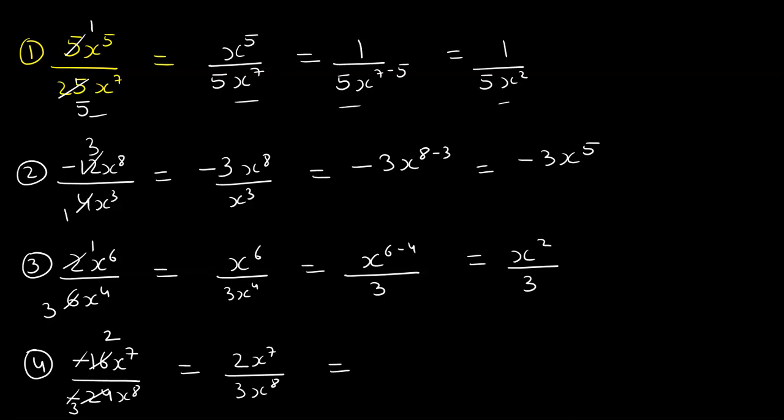Okay, the next one will be, as you can see, x to the 8. It's bigger in the denominator, so subtraction will happen in the denominator. So 2 over 3, x to the power of 8 minus 7. We get 2 over 3x. 8 minus 7 is 1. We don't write 1. It's given. So that is our final answer.